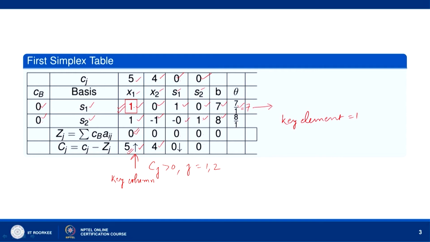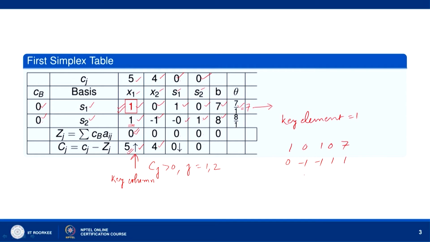So, what we will do, we will then make the other element 0. In the key column, with the help of the key element, after it has been converted into unity, we make all the other elements in the key column 0. So, on this 1 we have to make it 0. So, we subtract the key row from the second row, and then what we will get? The key row is 1 0 1 0 7. And after subtracting, the second row will become 0, and then we get 0 minus 1, so we get minus 1, 1 minus 0 is 1. And here we get 8 minus 7 equal to 1.